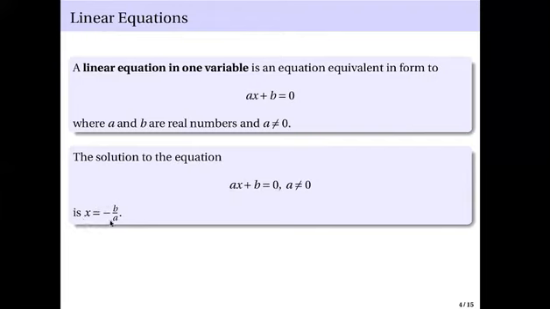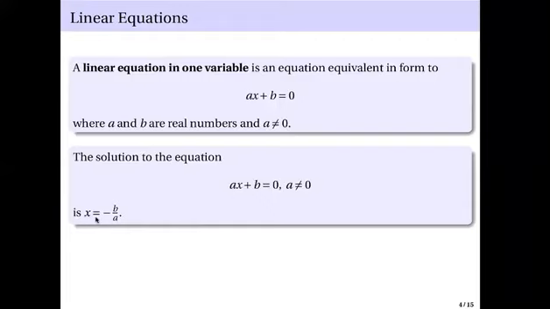Take note, this is also a linear equation, except that the variable x is isolated on one side of the equation, and the constants are isolated on the other side of the equation. But this is still a linear equation.